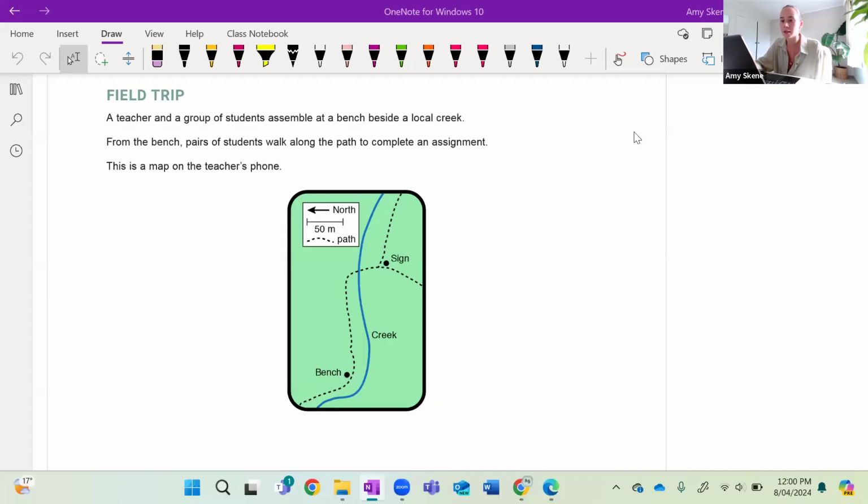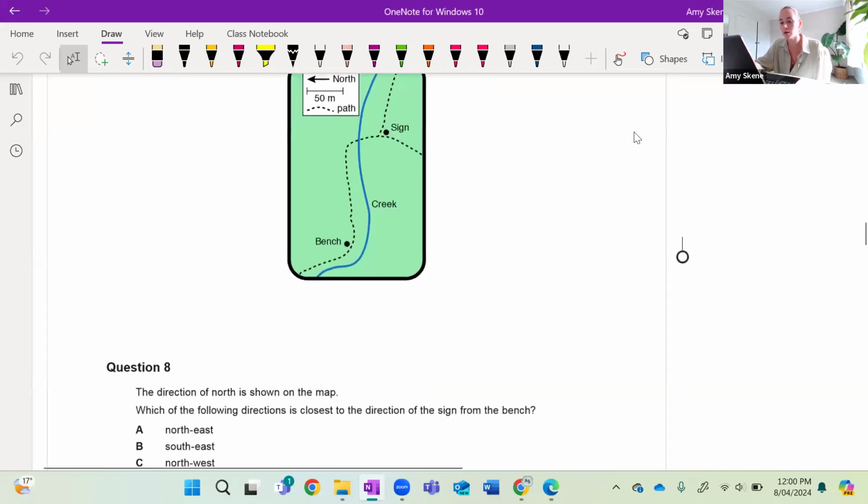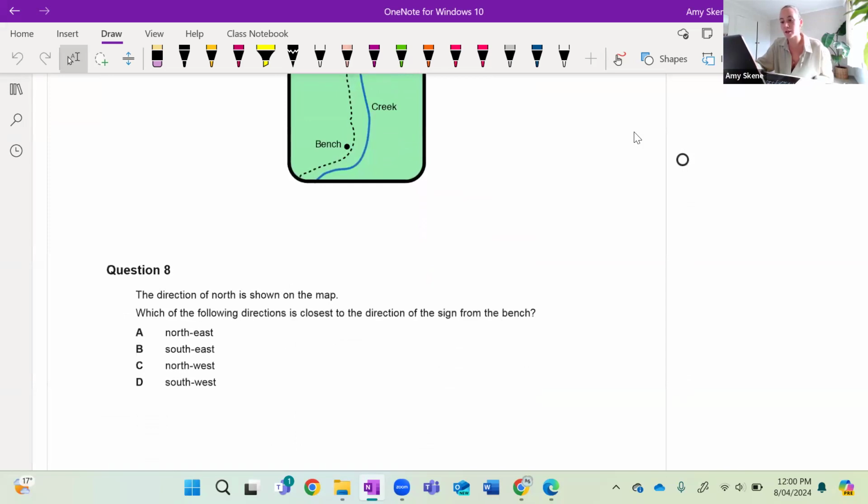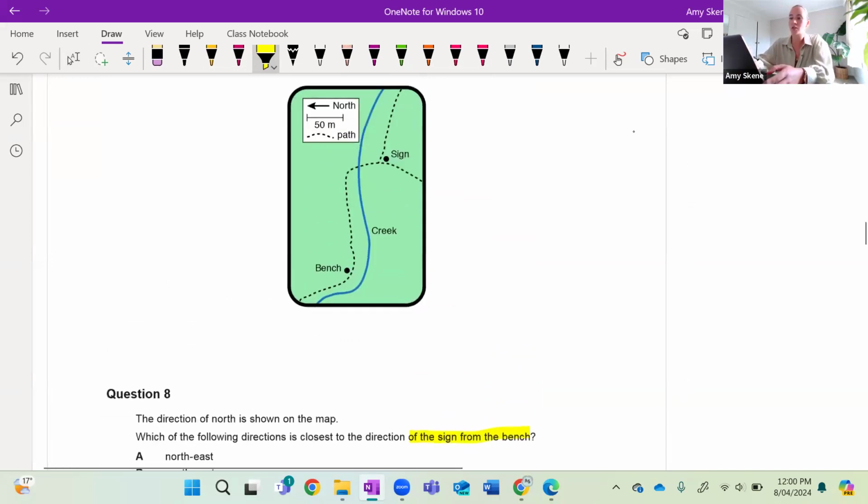All right. Next question's based on a field trip. It looks like a map here. Question 8, the direction of north is shown on the map. Which of the following directions is closest to the direction of the sign from the bench? So of the sign from the bench, you start at the bench and you look towards the sign. That line was really bad. More like this, okay? That north sign is going left here.